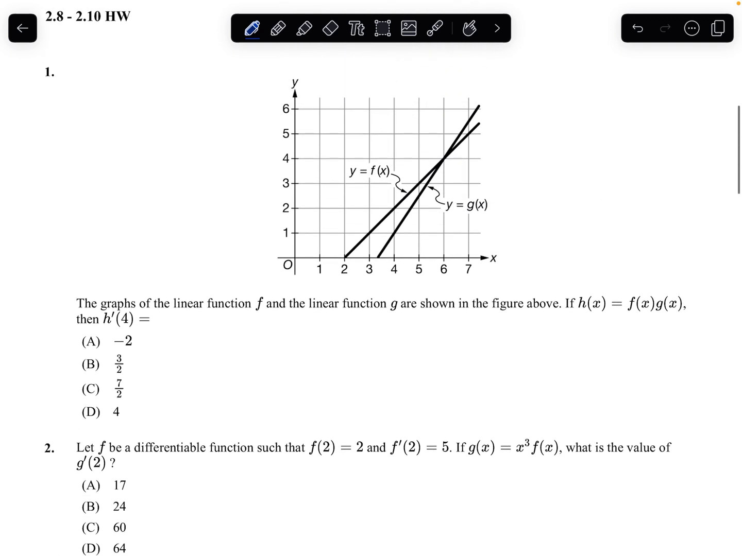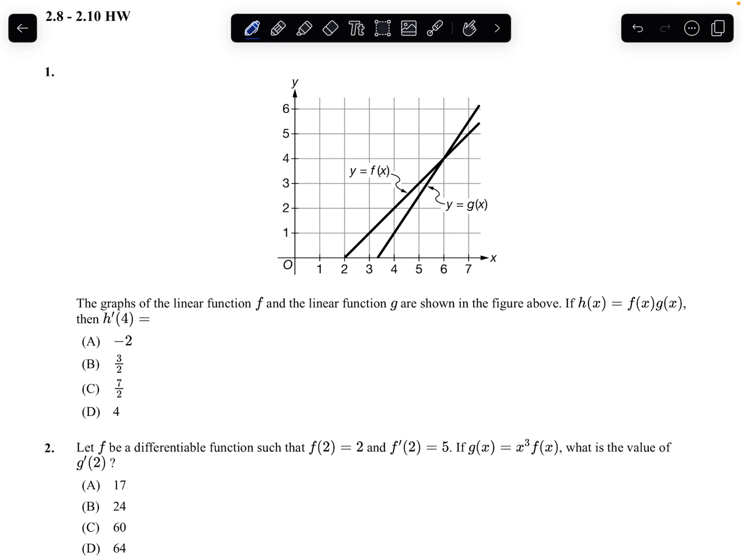Alright, so for the first question, the graphs of the linear function f and the linear function g are shown in the figure above. If h of x equals f of x times g of x, then h prime of 4 is equal to what? In this problem, we first need to find h prime of x, and then we can plug in 4 into that derivative.